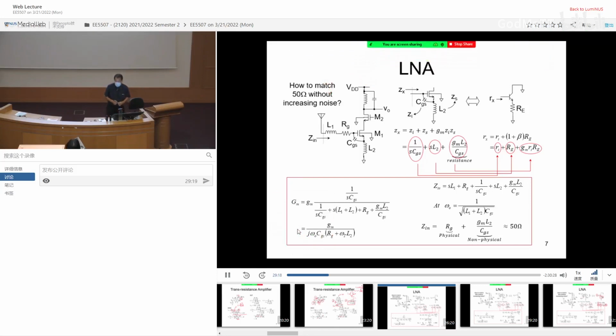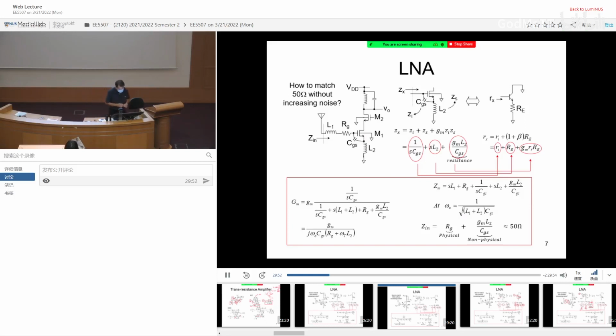Inductive degeneration, LNA, low noise amplifier. The principle is the same. So about the low noise amplifier, the key thinking is: how can I create 50 ohm without a real resistor? It's like you are telling people, my company is very strong, I got $1 million, but that $1 million is not real. It's not cheating. But in circuits, that is how it is.